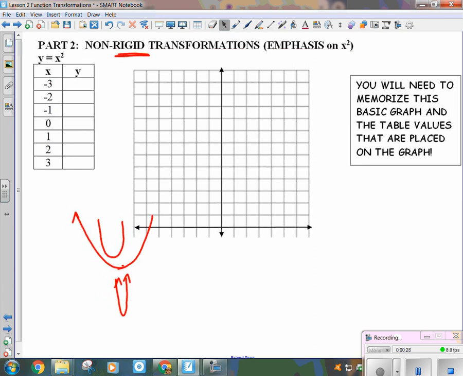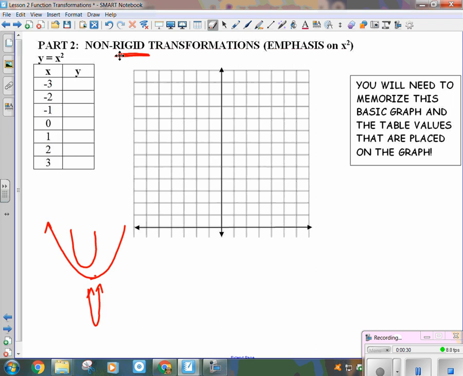It's not like I could just grab the shape and move it somewhere. Everything we did prior to this is just taking the shape and sliding it around the picture, or maybe flipping it over a line, but it still kept the same width or the same shape. All right, so in order to get started, we're doing y equals x squared.